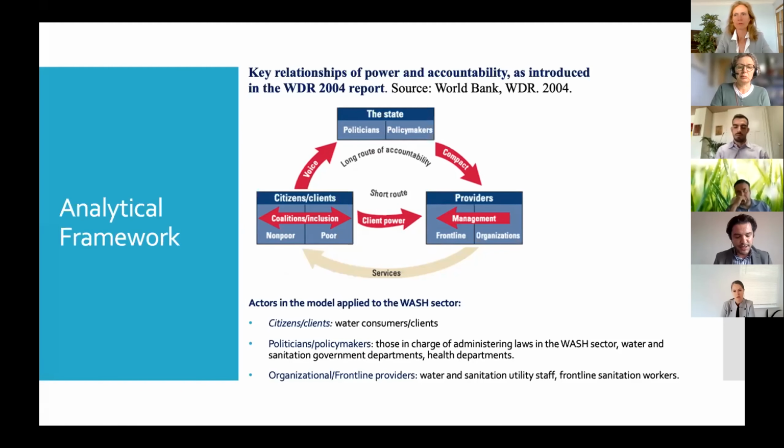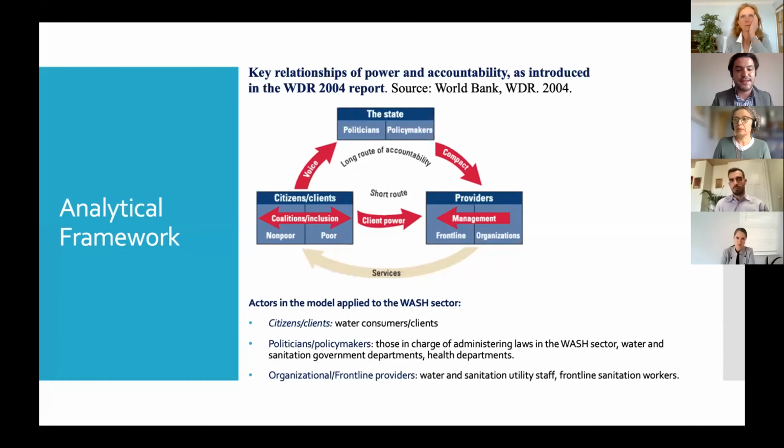For water and sanitation, since it's usually a publicly delivered service, the assumption is that the process follows the long route to accountability. This involves clients as citizens influencing policymakers through their voice, as illustrated here, policymakers influencing providers through a compact association, and providers offering services to citizens and clients. The compact association is defined as a broad long-term relationship of accountability connecting policymakers to organizational service providers. The voice is the avenue connecting citizens and politicians and comprises many formal and informal processes, including voting, lobbying, and access to information.